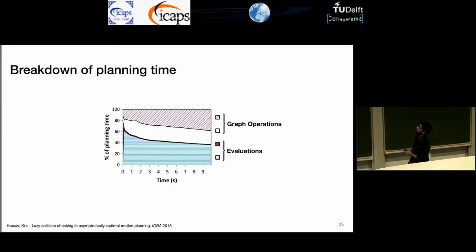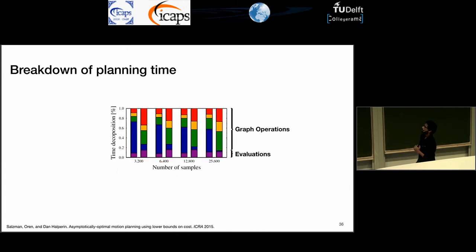Chris Hauser actually shows that when laziness is employed, as planning time increases, the amount of time spent on graph operations increases. So the top two here, 60% of the time is being spent on graph operations and edge rewires rather than on evaluations. There has also been work that showed that as the size of your graph increases, the amount of time that you spend on graph operations increases substantially. So I would like to grab your attention to the rightmost bar here, which is the largest size of the graph, where 80% of the time is being spent on graph operations during search.